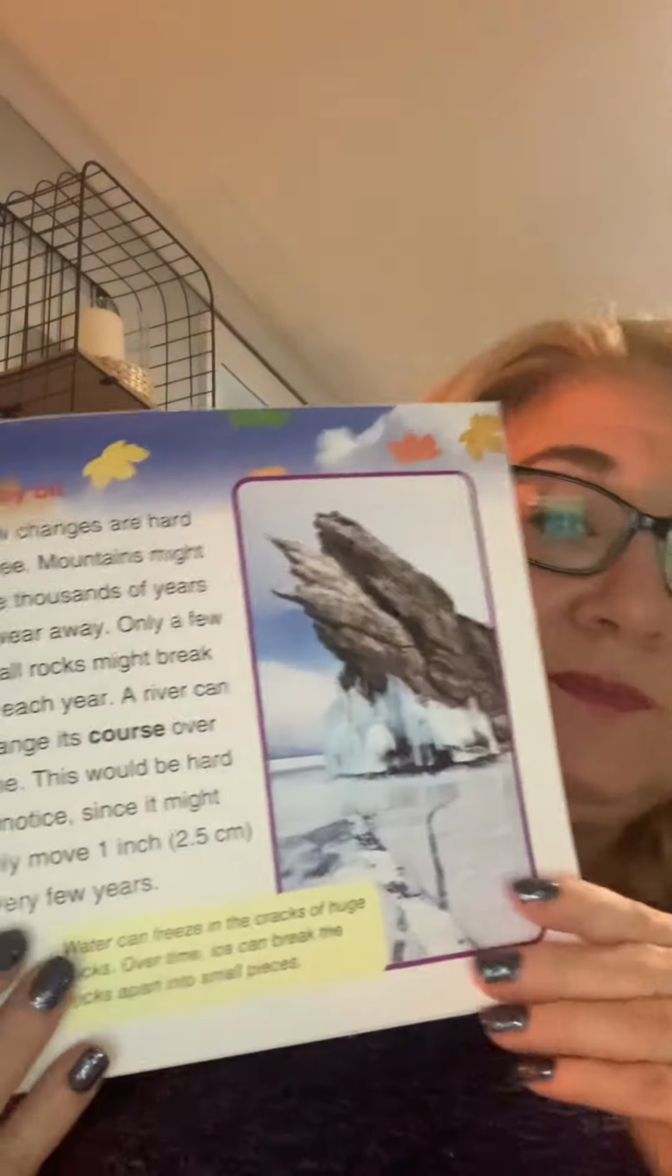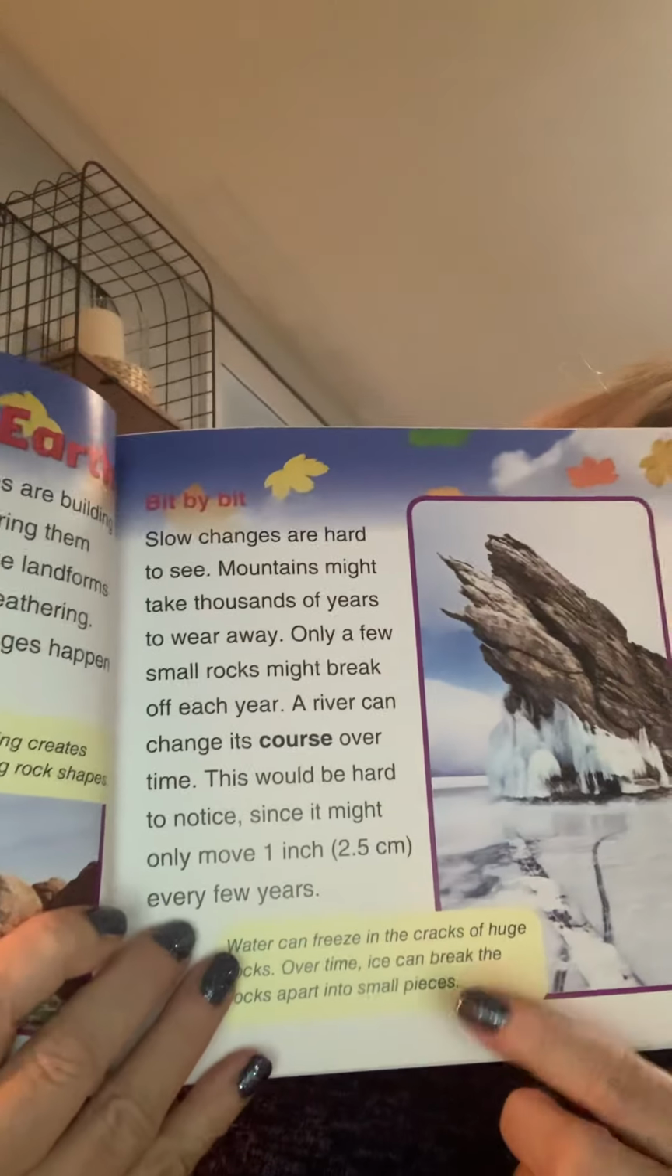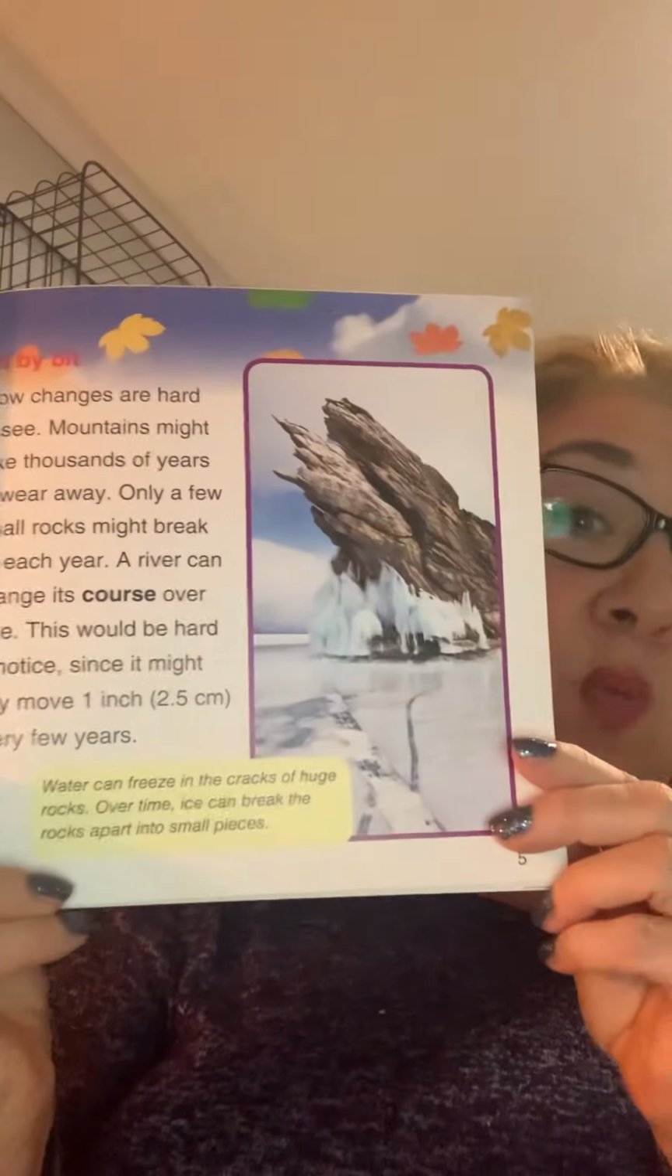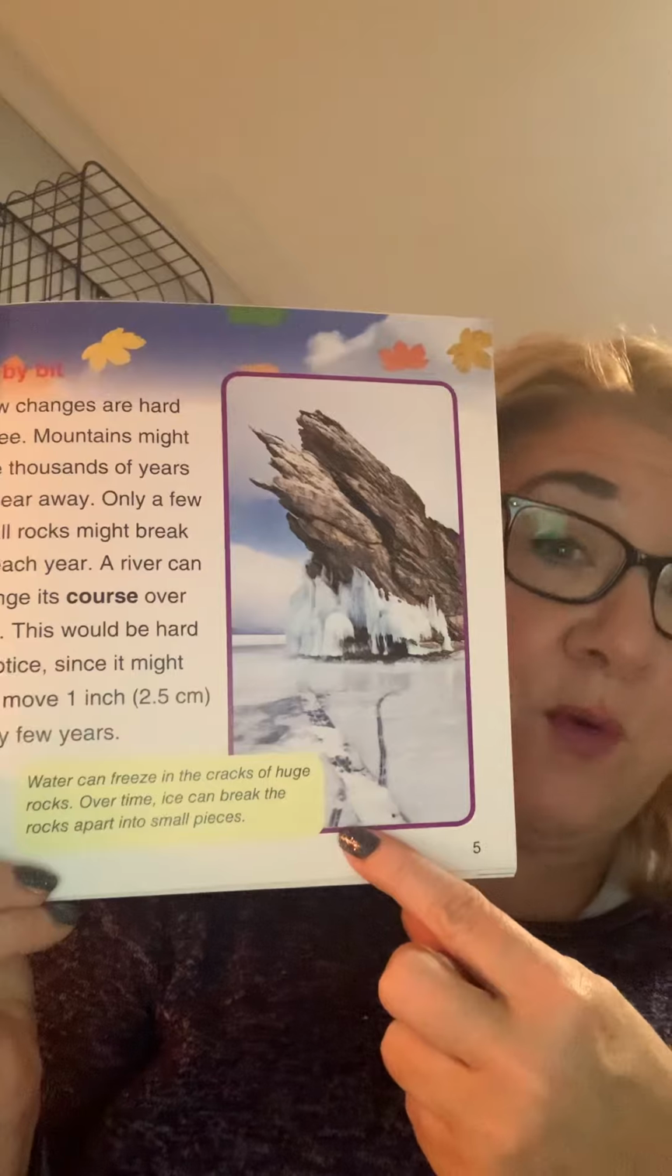Here's our next page. Again, we have our picture and we have our details. So let's take a look. In this one, we have some ice underneath this landform. There's a new word we have. Water can freeze in the cracks of huge rocks. Over time, ice can break the rocks into small pieces. So that's one way that weathering can change landforms. And this has a subheading, and it says bit by bit. Slow changes are hard to see. Mountains might take thousands of years to wear away. Only a few small rocks might break off each year.